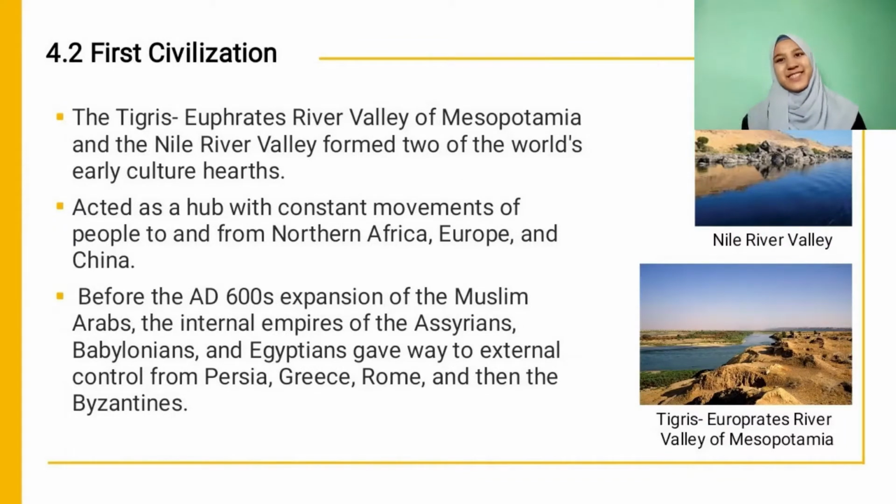For the first civilizations, the Tigris-Euphrates River Valley of Mesopotamia and the Nile River Valley formed two of the world's earliest culture hearths, acting as a hub with constant movement of people to and from Northern Africa, Europe, and China. Before the AD 600 expansion of Muslim Arabs, the internal empires of Assyrians, Babylonians, and Egyptians gave way to external control from Persia, Greece, Rome, and then the Byzantines. The picture on the right shows you the Nile River Valley and the Tigris-Euphrates River Valley of Mesopotamia.